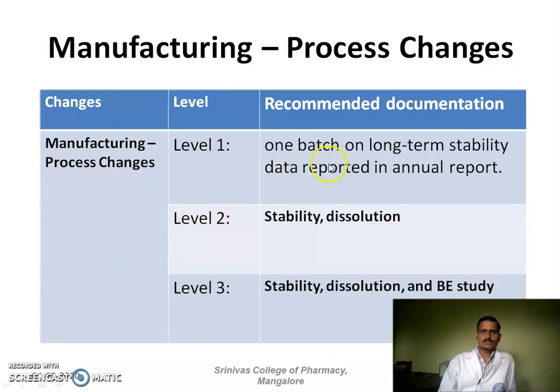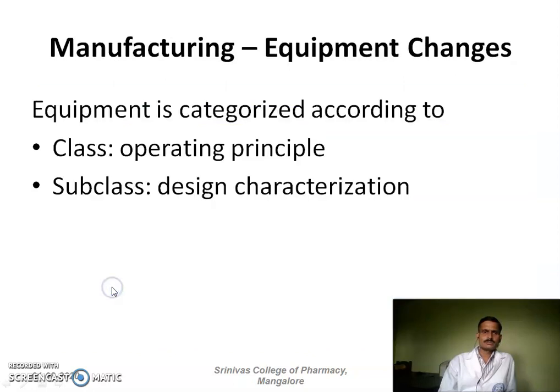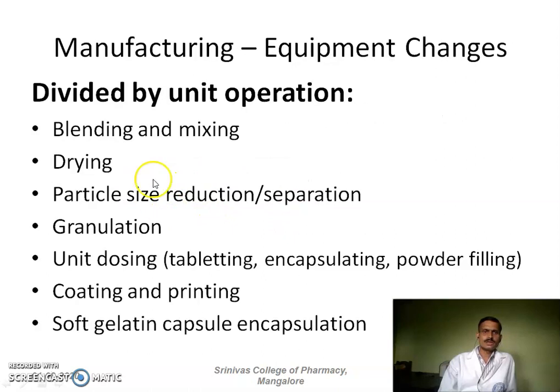So level 1, okay, there is one batch long-term stability study, and the data is reported in the annual report. For a level 2 change you have to go for stability and dissolution, and for level 3 we have to go for stability, dissolution and bioequivalence study. Then equipment can be categorized according to the class, that is operating principle, and subclass, that is design characterization. You can see the example.